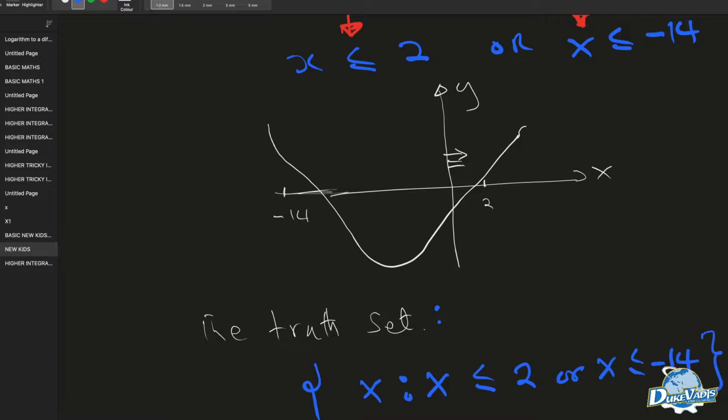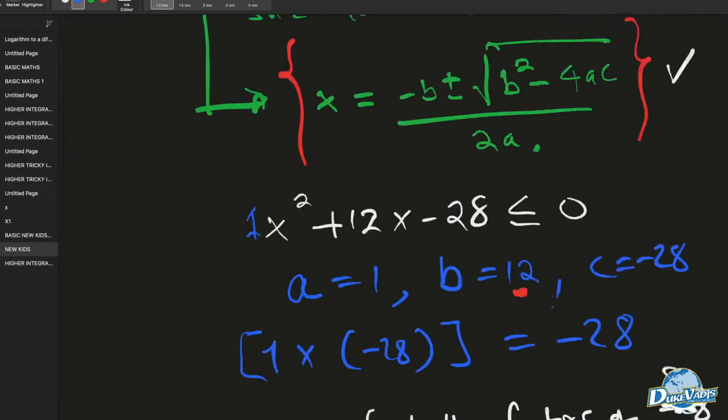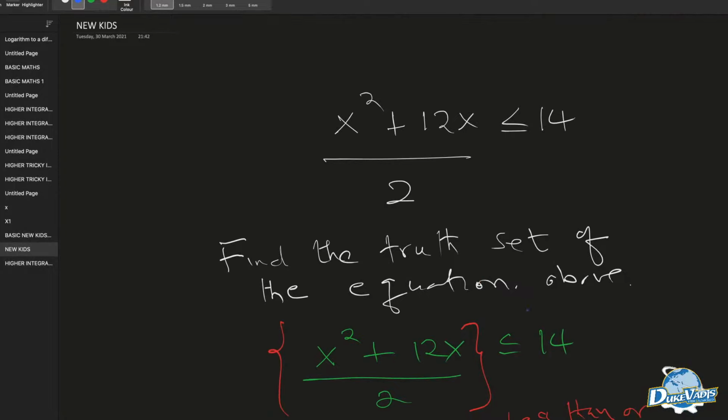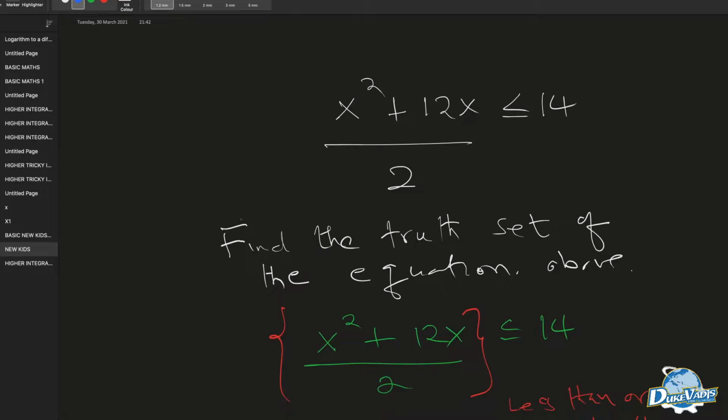As for testing, we can test the values to get some certain understanding, but at our level, we are not going to do that. So let's recap so that we'll be on the same level. In the first place, our question was x squared plus 12x is less than or equal to 14. We were supposed to find the truth set of the whole equation.